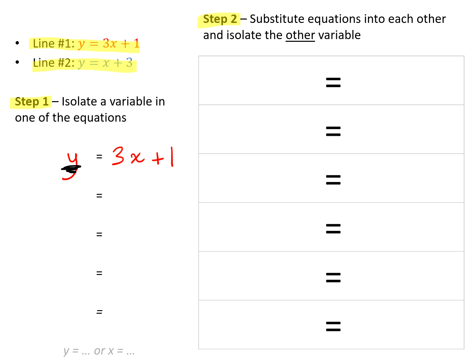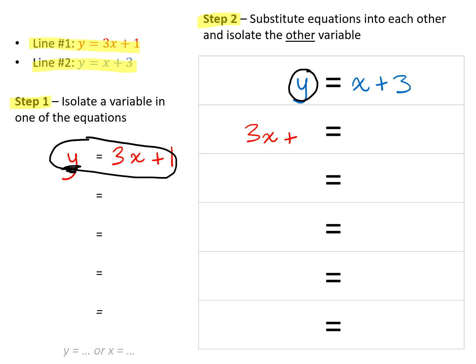In our next step, we want to substitute equations into each other and isolate the other variable. What that means is we're going to be starting with the other equation which we have not used yet. We're going to be starting with y equals x plus 3. Now, this is where substitution is going to occur. Since we already know that y is equal to 3x plus 1, and we have the variable of y over here, we can replace that variable with just 3x plus 1. Everything else on the other side, x plus 3, stays exactly the same.